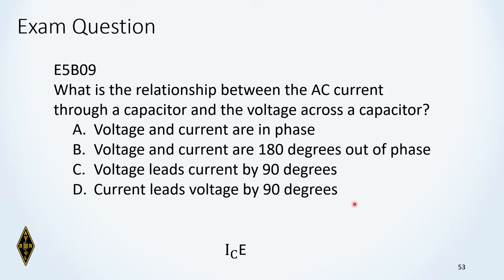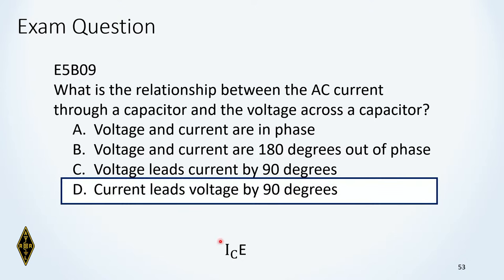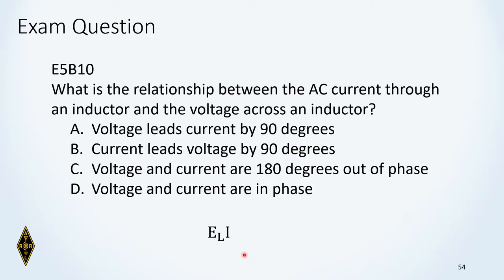Now, first thing I want to tell you is this will not appear on your test booklet, okay? I just gave that to you to help remind you of what you have to be thinking when you're answering this question. What is the relationship between the AC current through a capacitor and the voltage across a capacitor? ICE, current leads voltage. And we know with a pure capacitance, the phase angle is going to be 90 degrees, the difference.